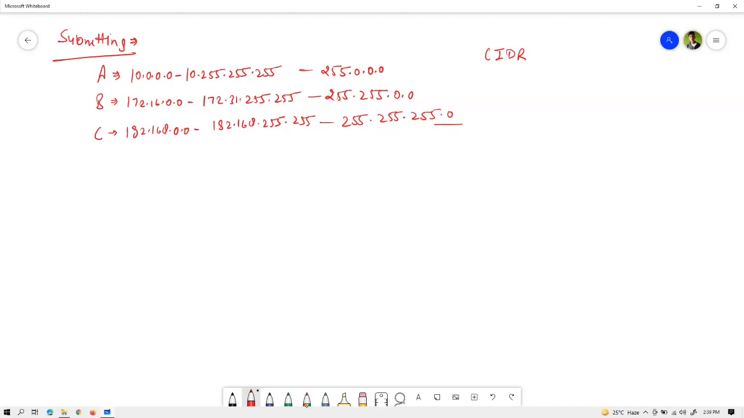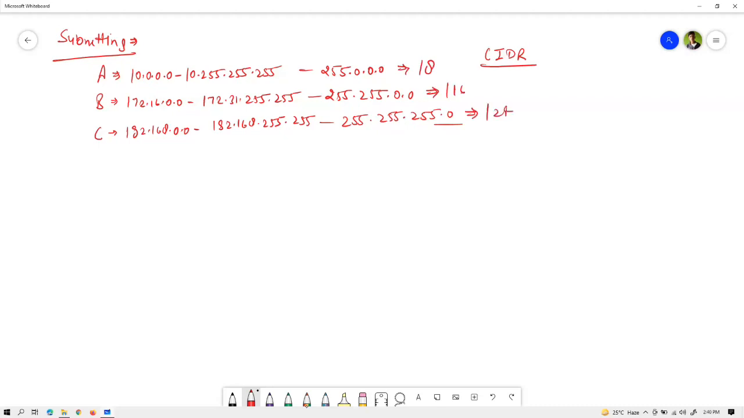Okay, and the CIDR value is the decimal representation, or the slash notation, for any subnet mask. Okay, like for class A, the default CIDR value will be /8, for class B it will be /16, and for class C it will be /24.